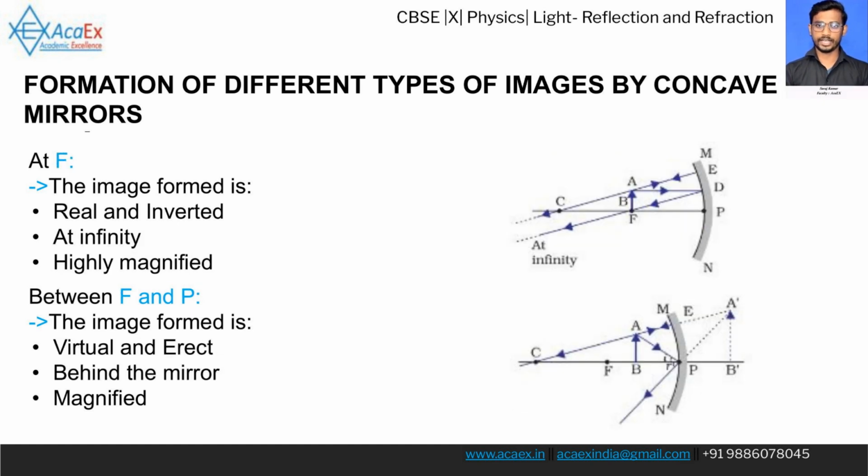Image formation by concave mirrors. Part 3. Object at F. The image is formed at infinity, is highly magnified, and is real and inverted. Object between F and P. The image is formed behind the mirror, is magnified, and is virtual and direct.